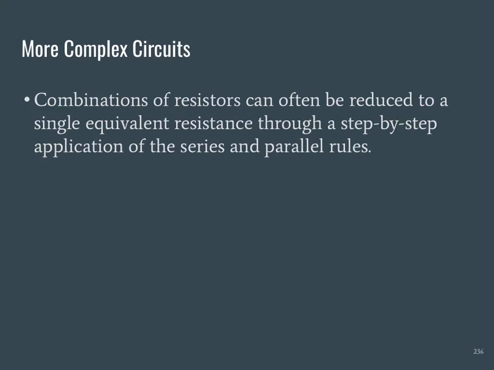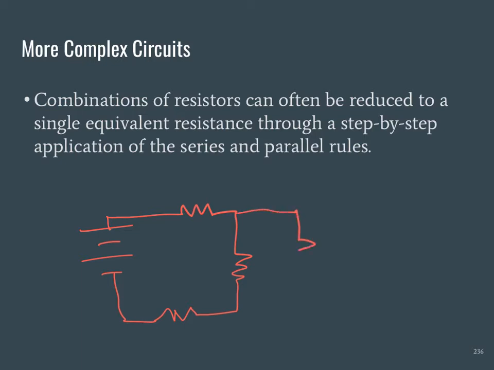So, more complex circuits. We can have combinations of resistors that can often be reduced to a single equivalent resistance due to a step-by-step application of the series and parallel rules. So what does that mean? If I have my battery here and I have this series of resistors, okay, that's a basic series circuit. But now what happens if I add a parallel branch? Or if I have another parallel branch with a series component to it. So this would be a complex circuit.